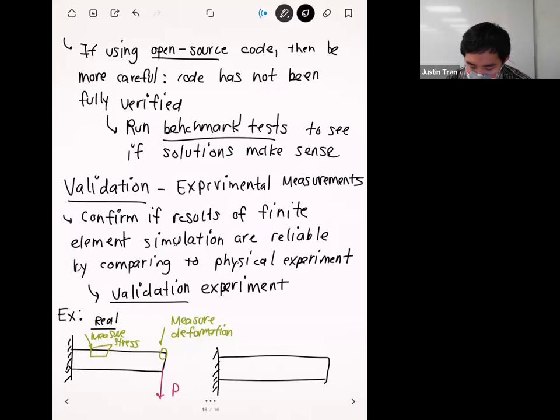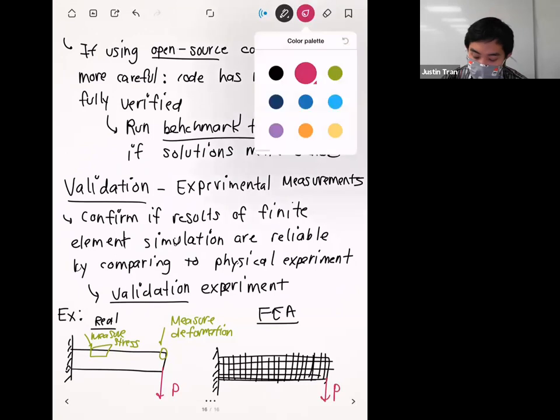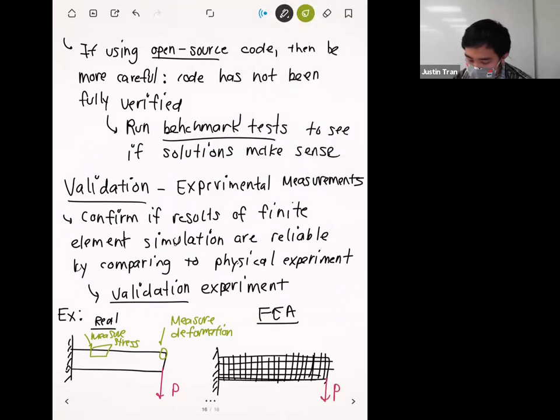On the flip side, we're going to take this exact same situation and model it with FEA. Okay, and so with FEA, let's say that we put a mesh on this guy. Let's say that we have a bunch of elements. Virtually, we're going to be applying the load. Okay. And then we're going to basically compute the same things. And so once we get our simulation results, we're going to measure the deformation there. Okay. And we're going to measure the stress in the exact same place.